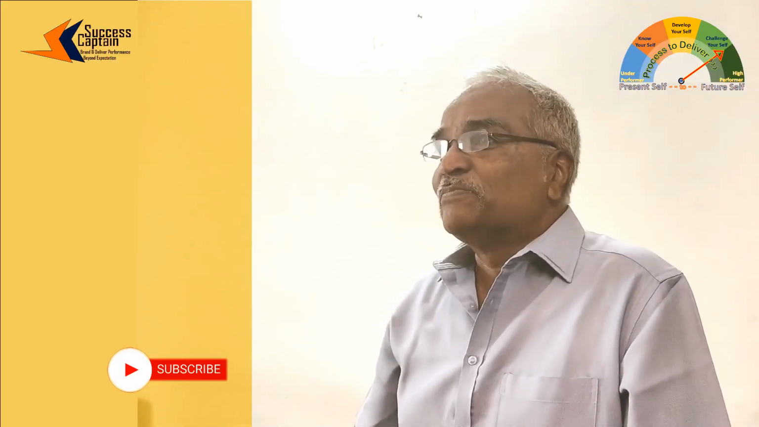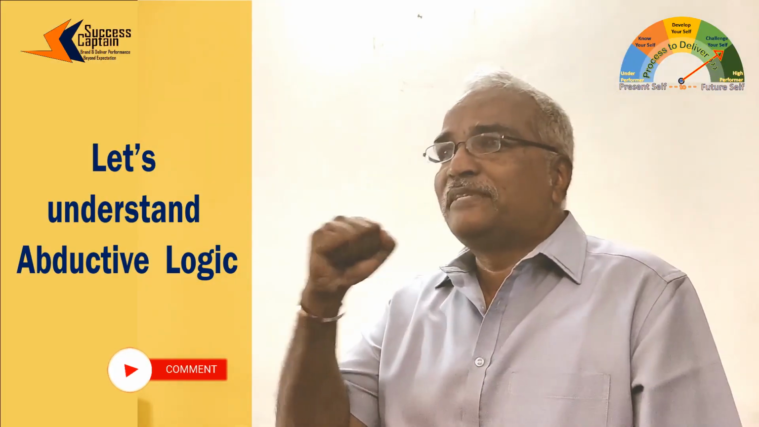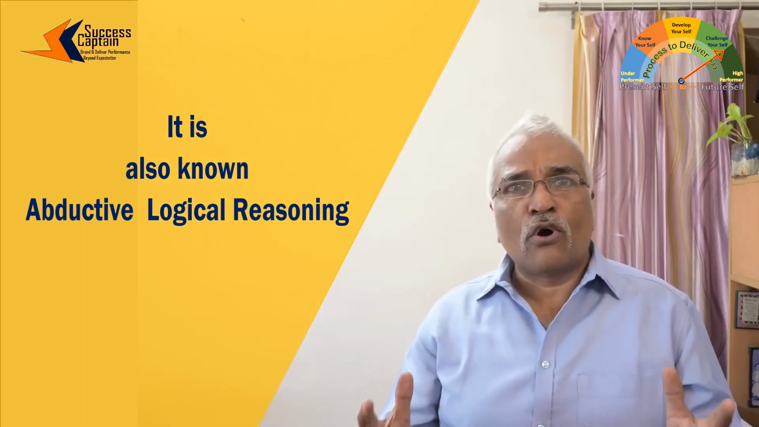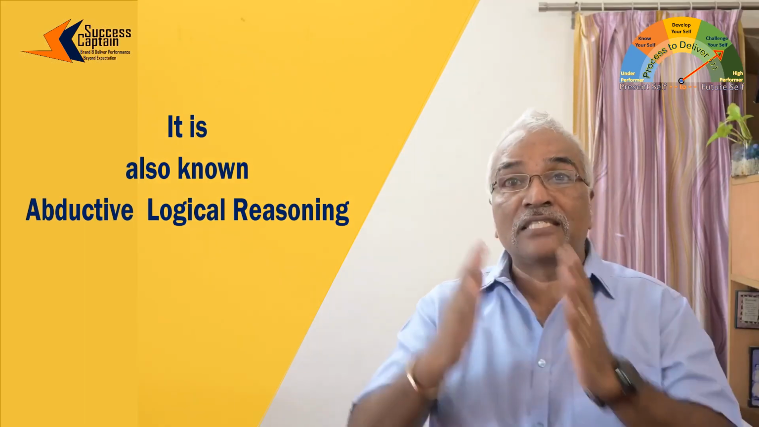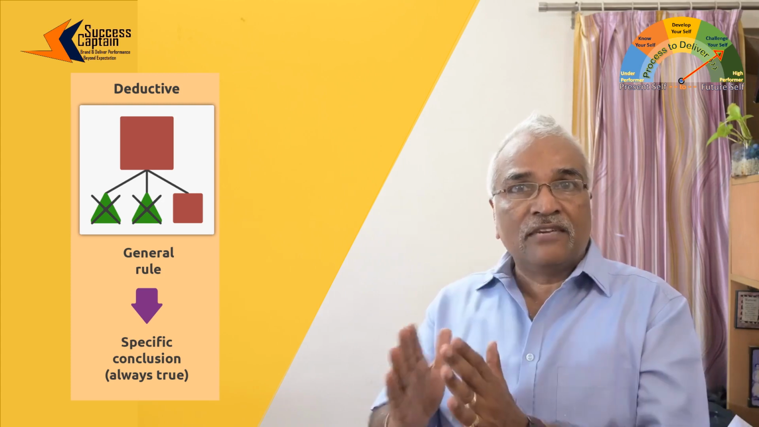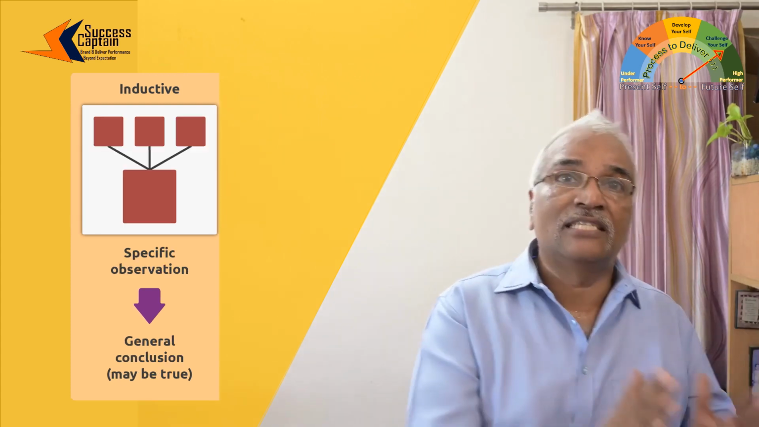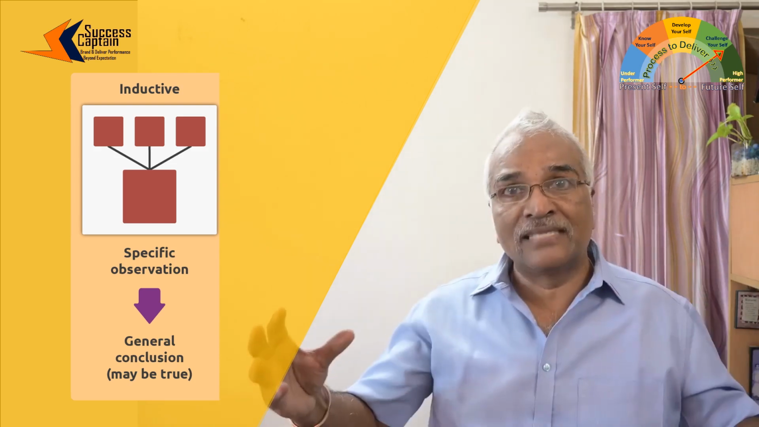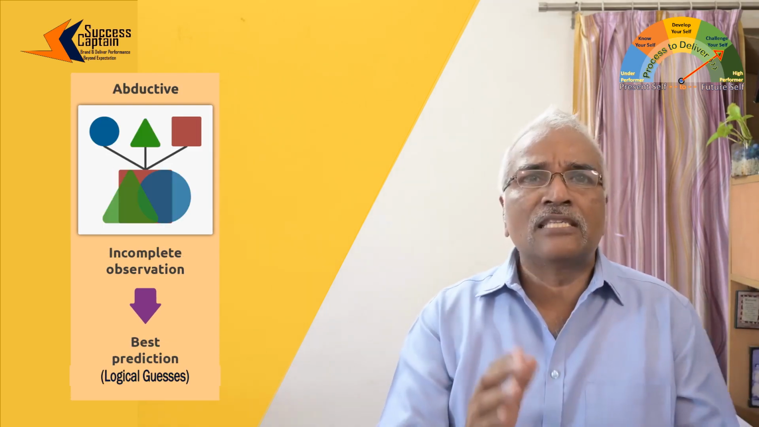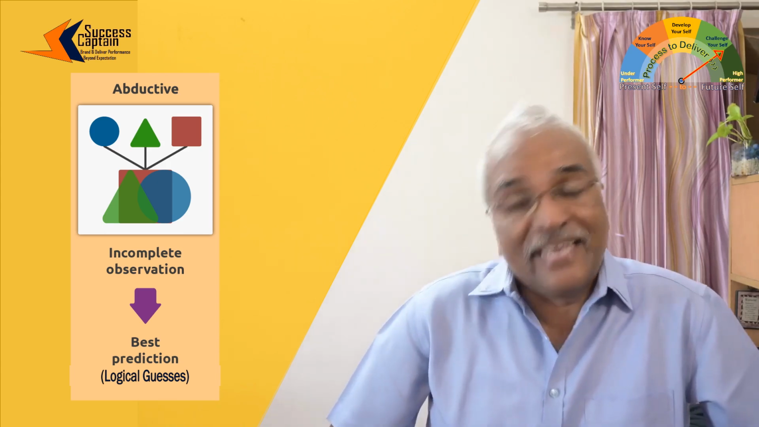Well, a valid question. So let's understand abductive logic. It's also known as abductive logical reasoning. It's a form of logical inference introduced by the American philosopher Charles Sanders Peirce way back in 1868. Unlike deductive reasoning, which draws specific conclusions, and inductive reasoning, which makes generalizations, abductive reasoning is about making logical guesses.